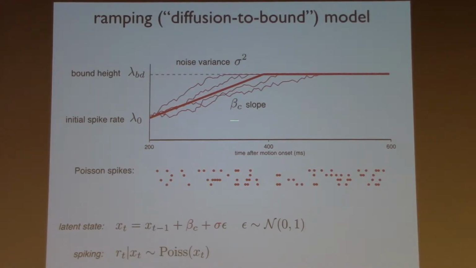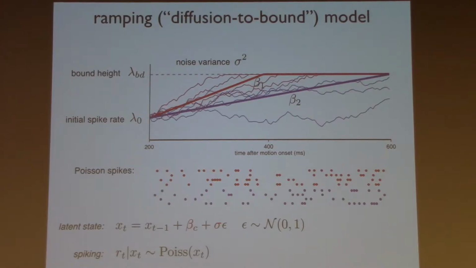All right, so that's all at one coherence level. If we then have a different coherence, so beta 2 could be a shallower slope, let's say when the motion evidence is less strong. We will now have trajectories that on average take longer to hit this bound or maybe never hit the bound by the end of the trial. And these are the Poisson spikes simulated from those trajectories.